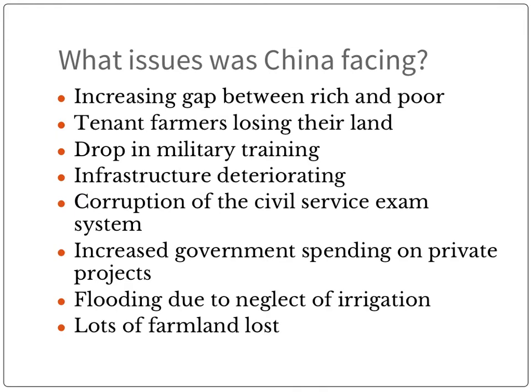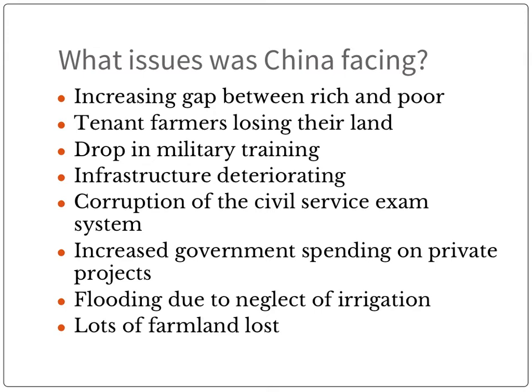So China was facing a lot of issues at the beginning of this time period. Again, we're studying the time period 1750 to 1900. We talked about the beginning of the Qing Dynasty, which was back in the 1600s, but now as they're going forward, they're starting to experience some issues. So just write down a couple examples. They had an increasing gap between rich and poor. Tenant farmers were losing their land, so the poor were becoming even poorer.